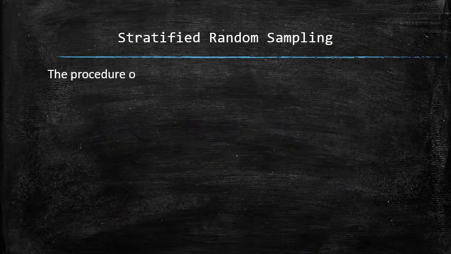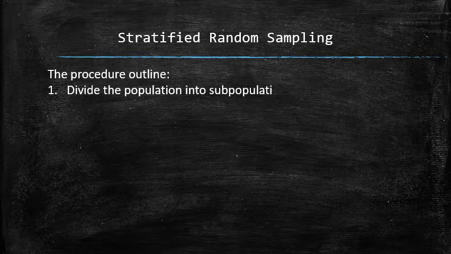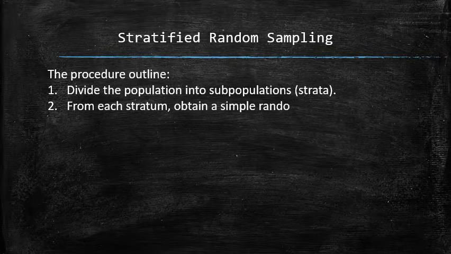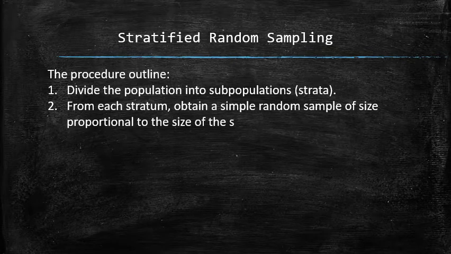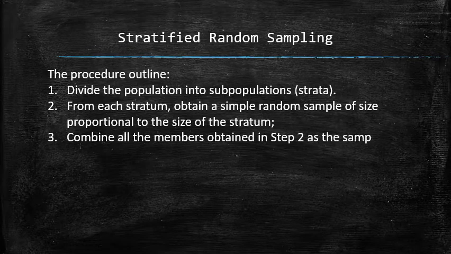The procedure can be outlined in the following steps. Step 1. Divide the population into subpopulations called strata. Step 2. From each stratum, obtain a simple random sample of size proportional to the size of the stratum. That is, the sample size for a stratum equals the total sample size times the stratum size divided by the population size. Step 3. Use all the members obtained in Step 2 as a sample.